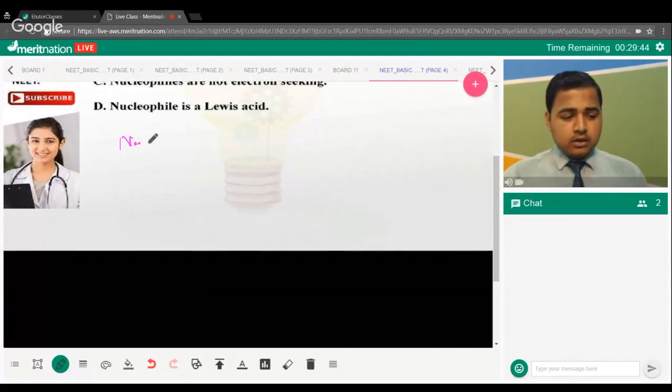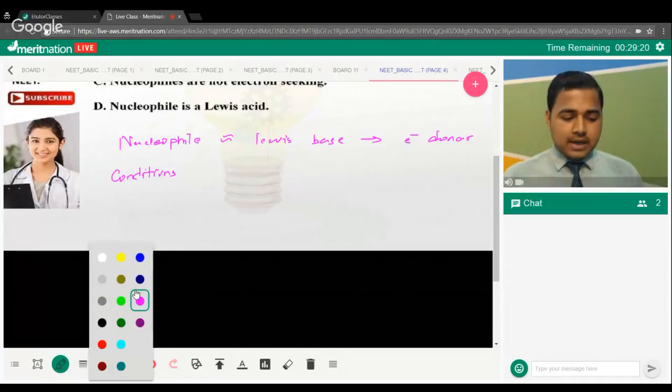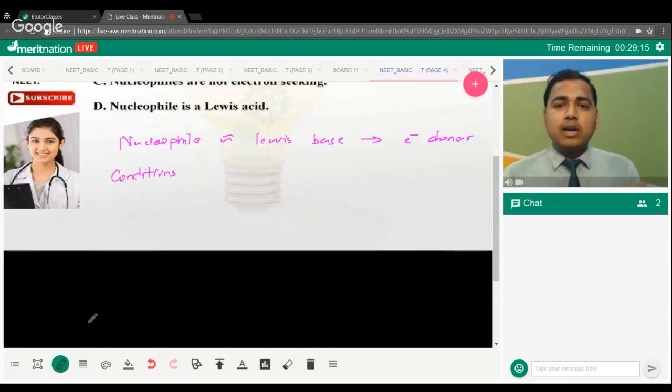Nucleophile and Lewis base both have the same conditions. Electron donor. What are the conditions for donating electrons? If they want to donate the electron, definitely their octet should be completed. If their octet is not completed, then how can they donate the electrons to others? Definitely not. So octet should be completed.